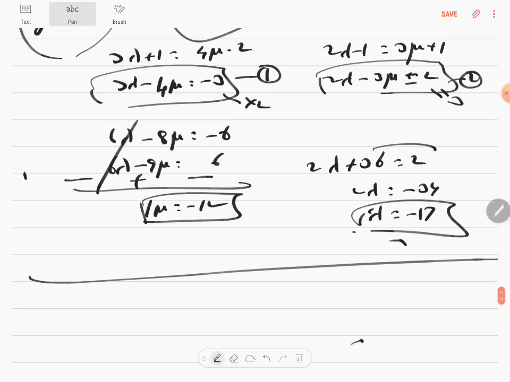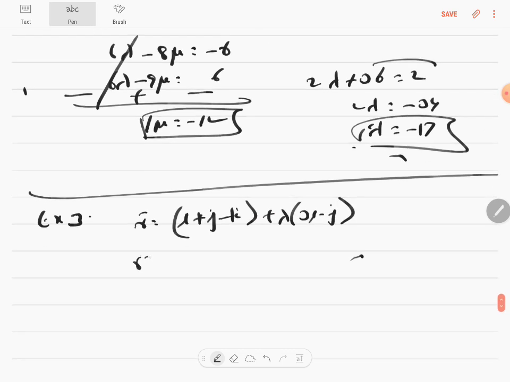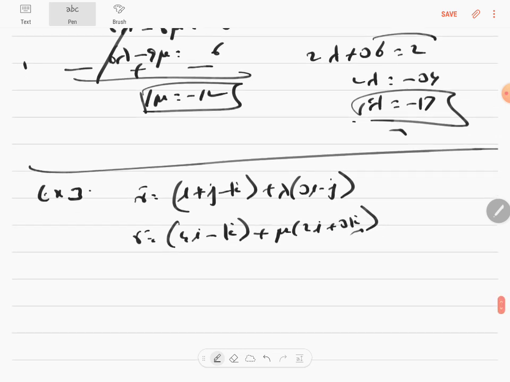This came for a CBSE board exam. It's example 3, where the question is: r vector is equal to i plus j minus k plus lambda times 3i minus j, and r vector is equal to 4i minus k, which is 0j, plus mu times 2i plus 3k. Show that they intersect, and obviously they have to intersect. You have to solve them. You have to write it in Cartesian form from vector form.